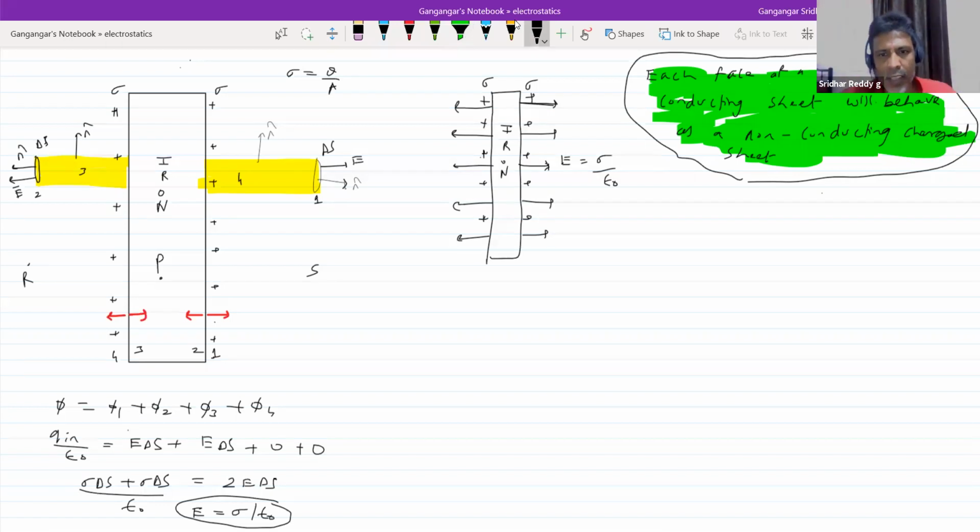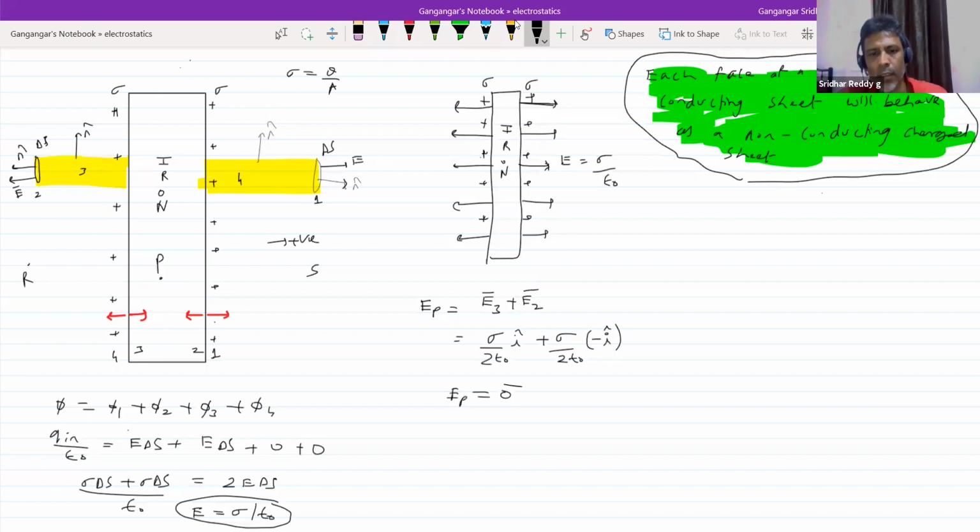What is the field at point P? Who will contribute field at point P? The field at point P is due to anything directed towards the right. Let me take positive. E3 plus E2. The field at point P is contributed by these two faces. E3 is sigma by 2 epsilon naught I cap, and E2 is sigma by 2 epsilon naught minus I cap. This is 0. Got it, no?